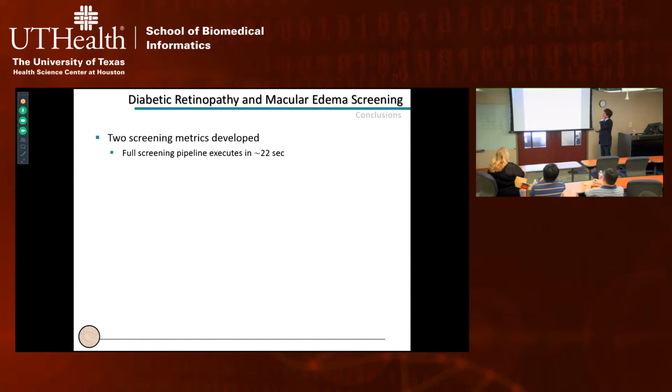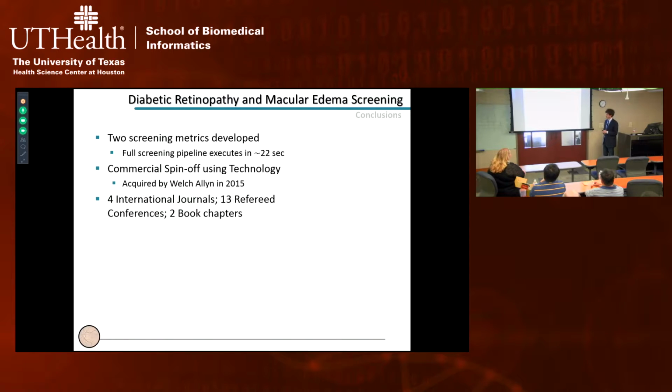So this is a summary of the work done generally for diabetic retinopathy. We developed these two screen metrics, and the full pipeline executes in 22 seconds. This includes another algorithm for quality detection, which filters out images that are not of good enough quality. There is a commercial spin-off using part of this technology, which was acquired by Welch Allyn last year, and we published for some conferences, journals, and book chapters.